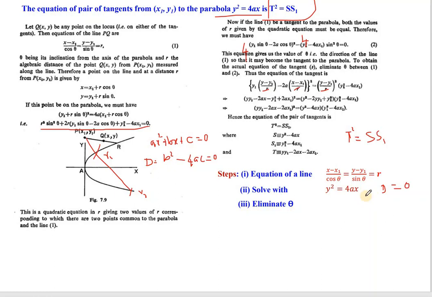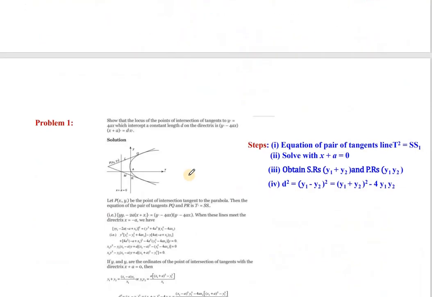So we are using that, and then we'll have to eliminate theta. So if you remember these steps, then the entire proof can be easily derived. The steps can be easily arrived at. Now next is problem 1.